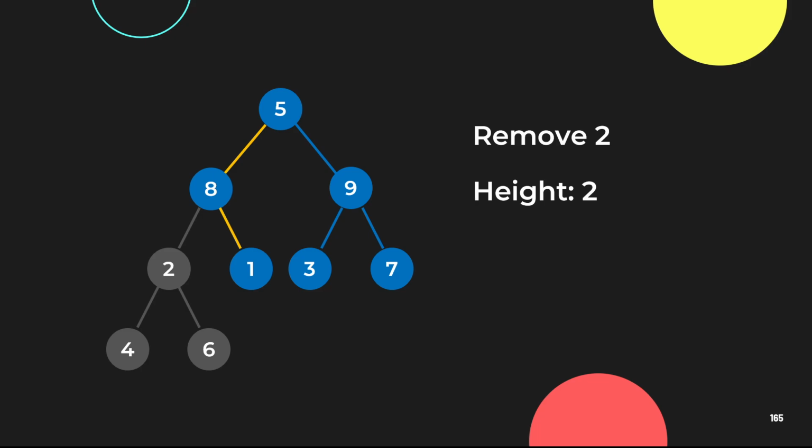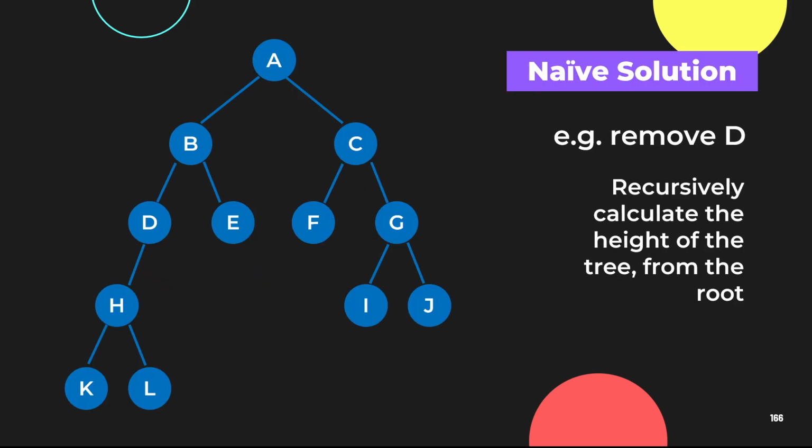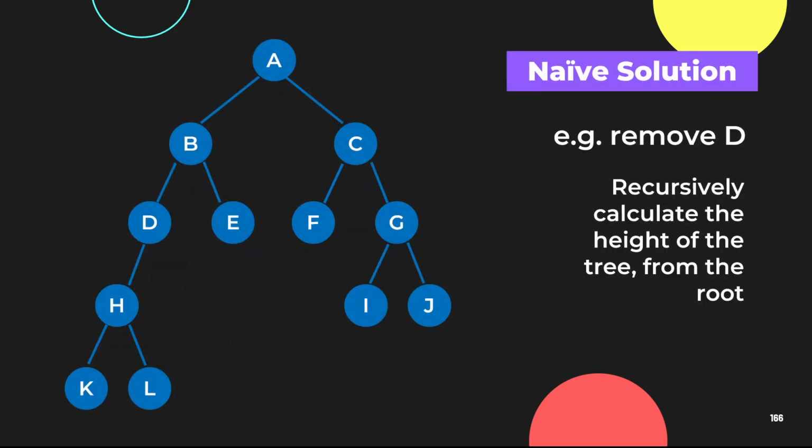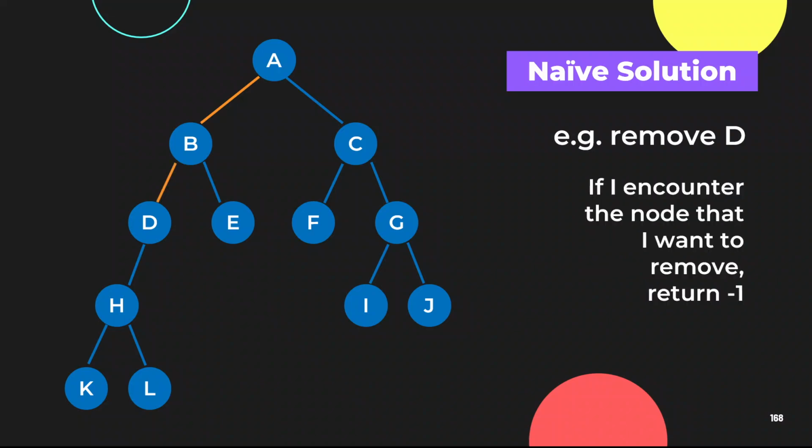In fact, I will improve on what you are saying just now. The algorithm is similar. For the interest of time, I'll just discuss it. One naive solution, as usual, we have to discuss the very basic ones. If you want to remove D, whenever I encounter the D here, the one that I want to remove, then I return -1 here, because technically I removed this.